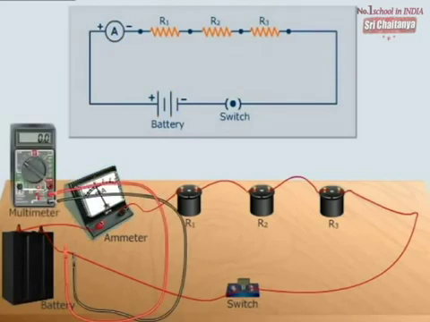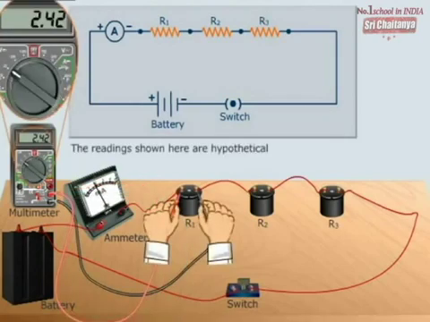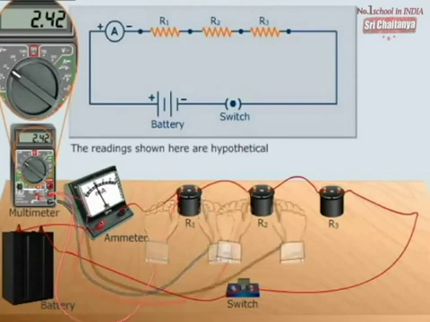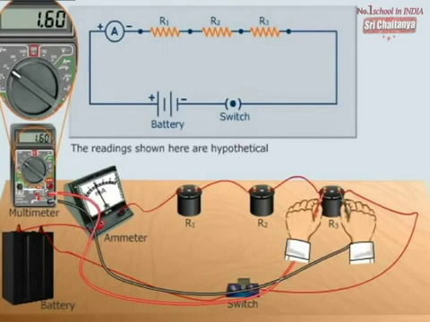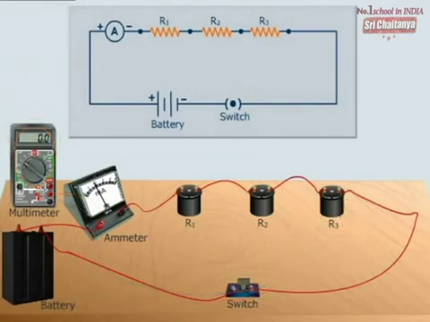Observe the multimeter reading when it is used to measure potential difference across R1, R2 and R3. Now observe the multimeter reading when it is used as an ammeter.